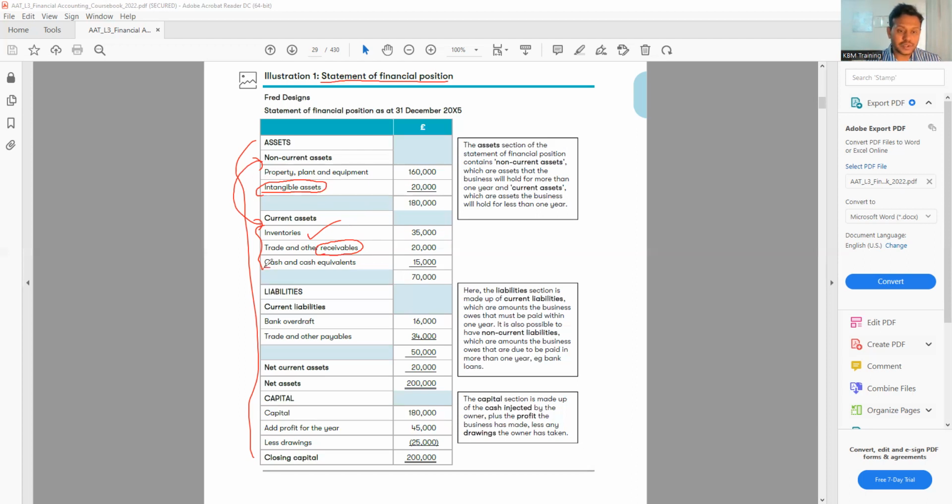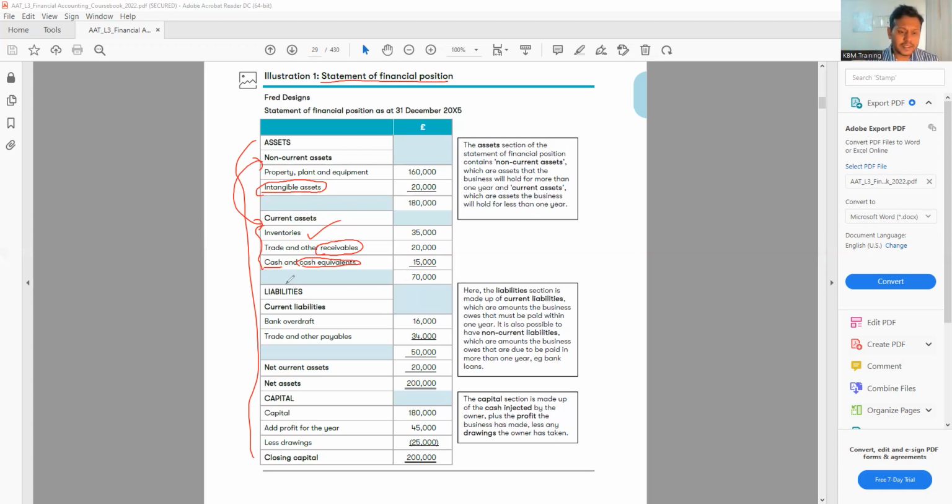And cash equivalent. If we have cash or something equivalent to cash, for example a check or money in the bank, this is equivalent to cash. So this is also my current asset. On top of that, we have some more current assets. For example, prepayment is also a current asset. If we pay something in advance, this is my current asset as well.